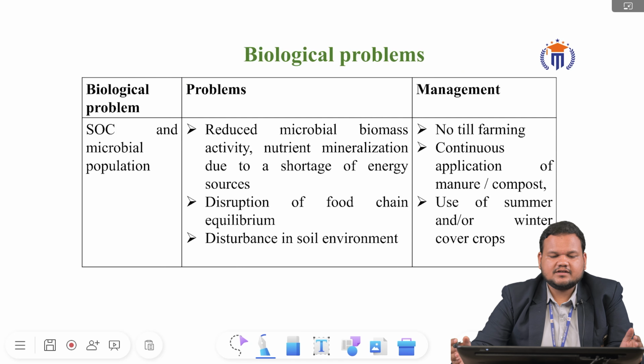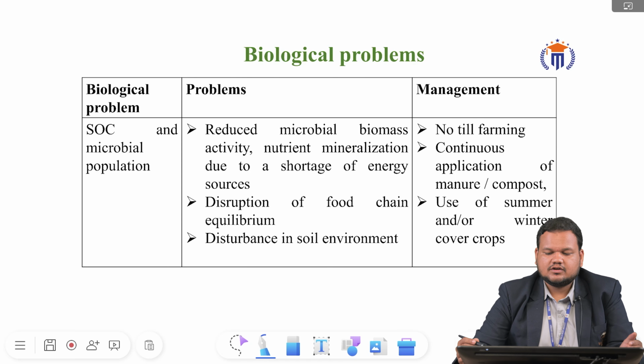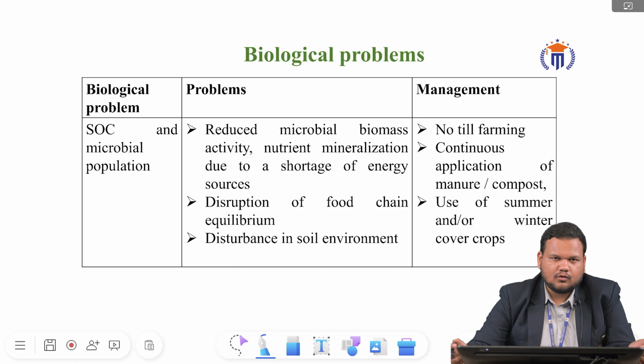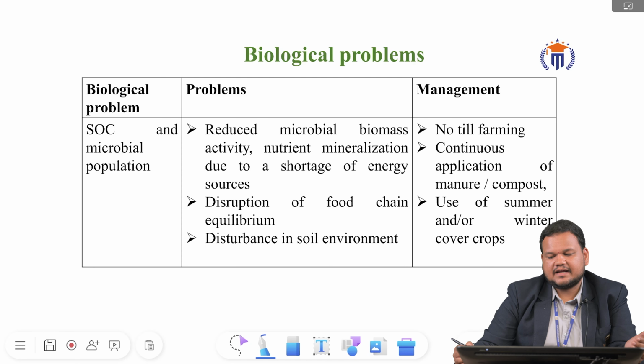Next is your biological problems. So first is your soil organic carbon. As you can see, the main management problem is it will reduce the nutrient cycling, or it will disturb the food chain, which causes disturbance in the soil environment. The management practice which we can do is no-till farming, which means you are not disturbing the microbial activity within the soil, or application of your compost or manures, or cover crops, which will maintain optimum conditions for increasing the microbial population, as well as it will increase the soil organic carbon.